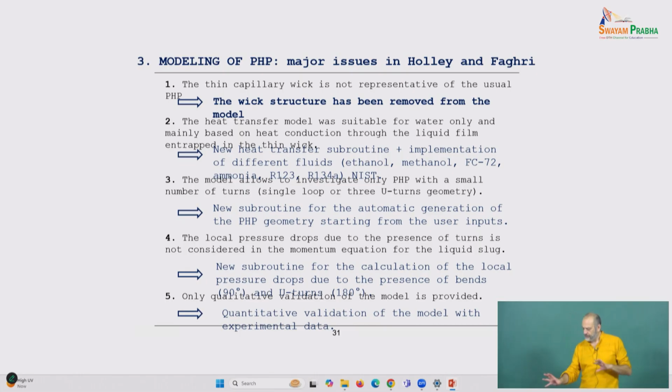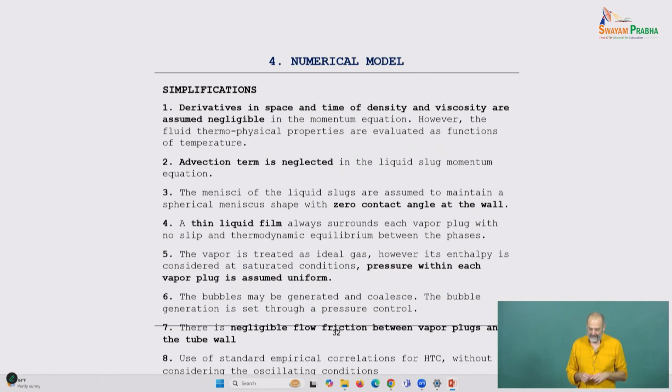Something happened with the presentation from my computer to this one. I don't know, but I'm going to speak on this and so on.